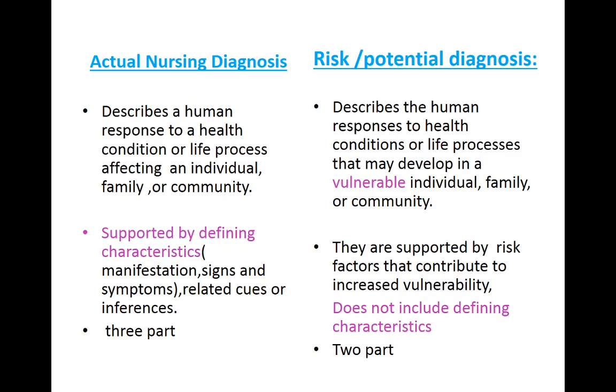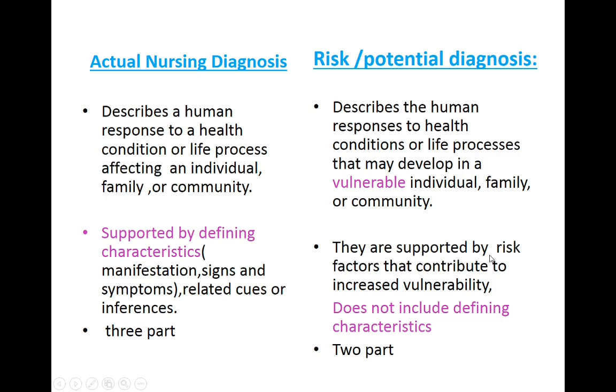Okay, this is again the same thing, just to differentiate. What does an actual diagnosis describe? It describes a human response to a health condition the child is having or the life processes affecting the child. Whereas here it describes the responses to a health condition or life processes that may develop in a vulnerable child, the child who is vulnerable to develop impaired skin integrity. That is an example I am giving. Actual nursing diagnosis is supported by defining characteristics. That means the manifestations, or the signs and symptoms, or the related cues or inferences you can make. So it has 3 parts.